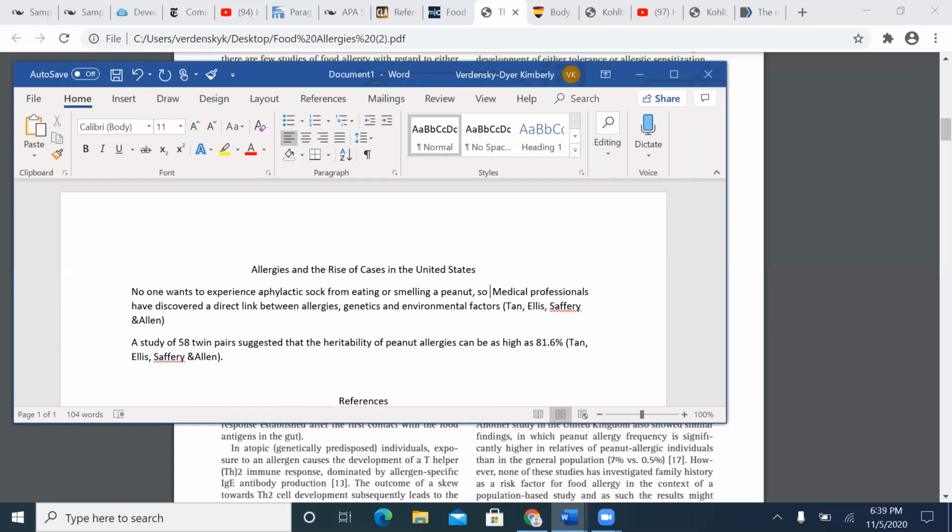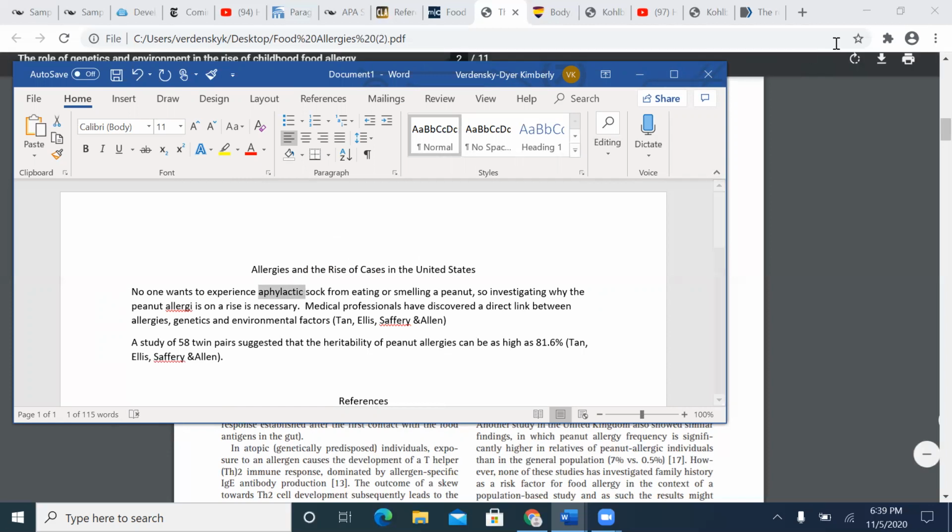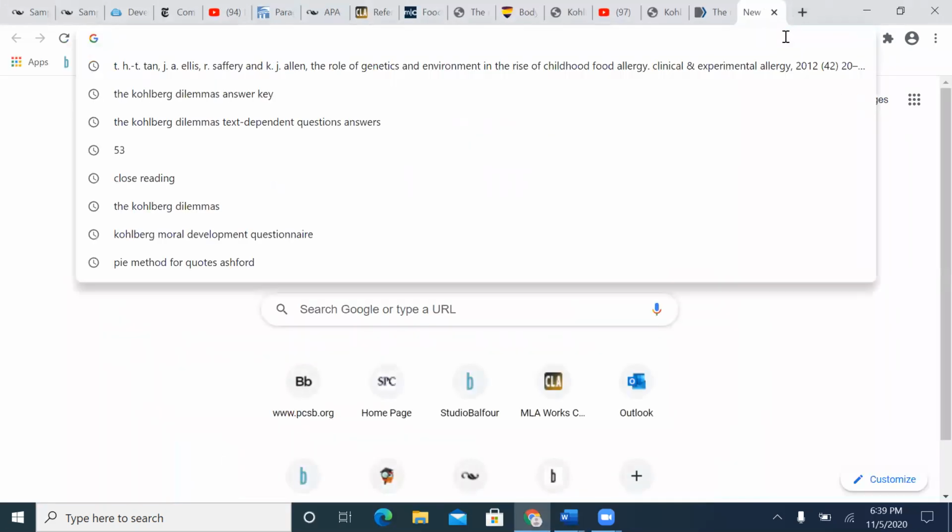So developing might not be the best word. So investigating why the peanut allergy is on a rise is necessary. Okay, so now I've led in with this visual of somebody possibly choking. And I'm going to make sure that I'm using the right word.